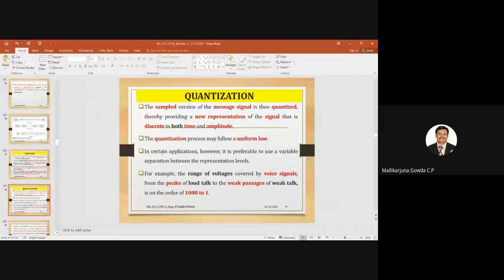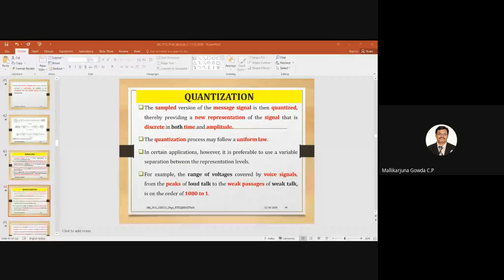Then what is the second step? The second step is the quantization. Yes, Namita, can you tell the purpose of quantization? Namita.